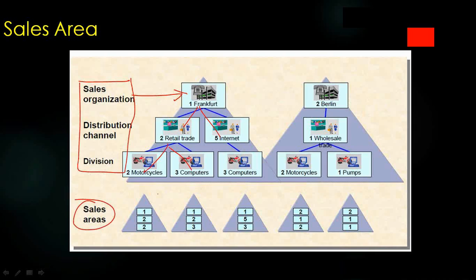So here you can see sales area 1 to 2. What is 1 to 2? This is 1, 2 and 2. So that's one sales area. This combination 1 to 2 means Frankfurt, retail and motorcycle.